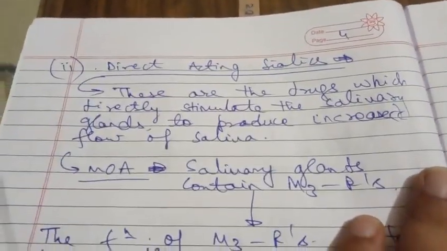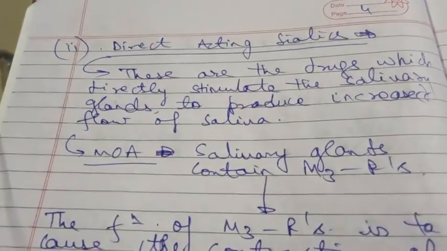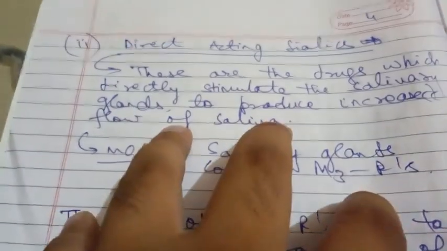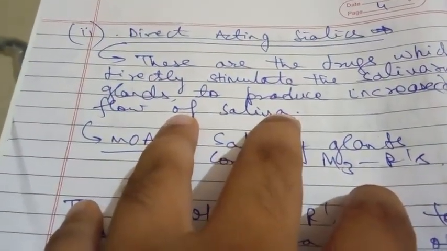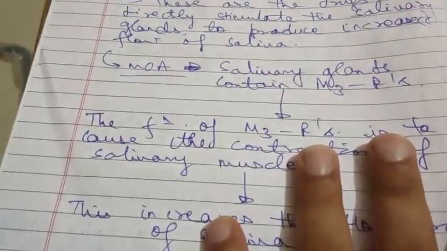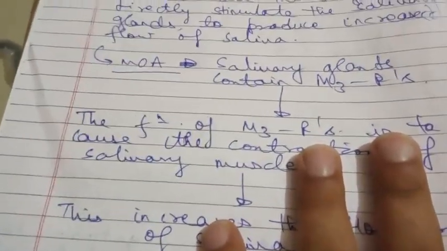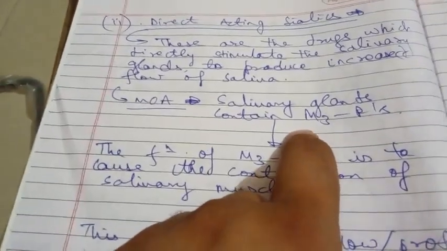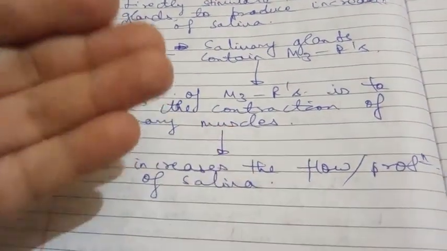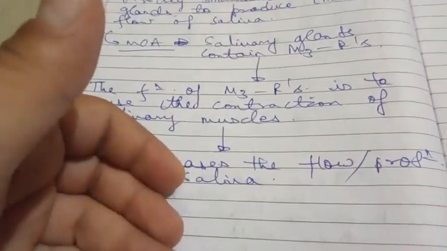Now we'll talk about direct acting sialagogues. So direct acting sialagogues are drugs which directly stimulate the salivary glands to produce an increased flow of saliva. As the name suggests, direct acting, they will be acting directly on the receptors present on the salivary gland to increase the flow of saliva. Okay, mechanism of action is as follows. So we know salivary glands contain M3 and beta 2 receptors. The function of M3 receptor is to increase the production of saliva and beta 2 to decrease the flow of saliva. So what these do is stimulate M3 receptors. Okay, direct acting sialagogues stimulate M3 receptors. So when M3 receptors are stimulated, this will lead to an increase in contraction of salivary muscles, and this will lead to the increased flow or production of saliva.